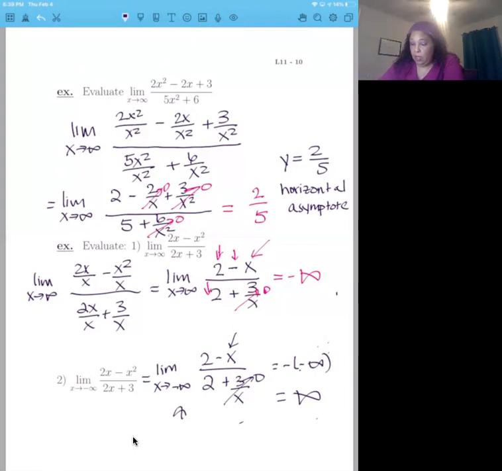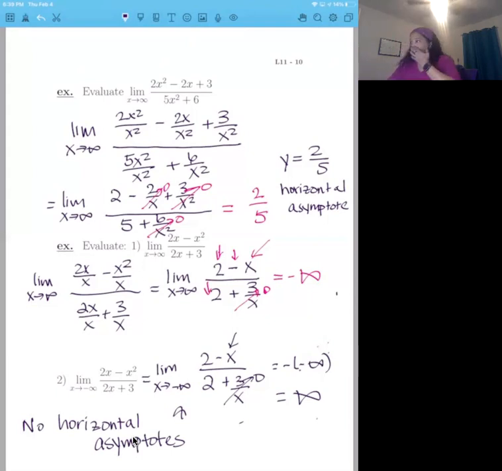All right, so in that case, if it goes off to infinity, that means there are no horizontal asymptotes. Right? If it equals 0, there's a horizontal asymptote, or if it equals some constant, then there's a horizontal asymptote. But if you get plus or minus infinity, then there's no horizontal asymptote.